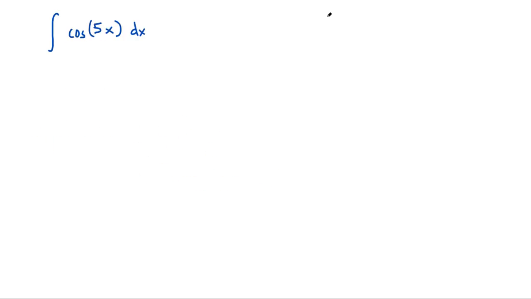Let's keep going with our examples. Our inside function on this one is probably 5x, so let's try that out. u is 5x, so du is going to be 5 dx. I can again use some algebra, dividing both sides by 5, to get that dx is just going to be equal to 1/5 du.